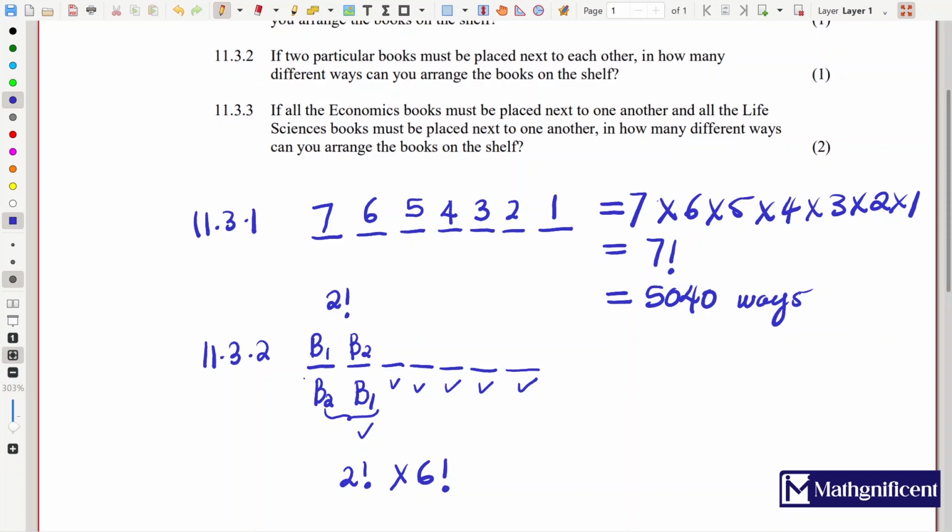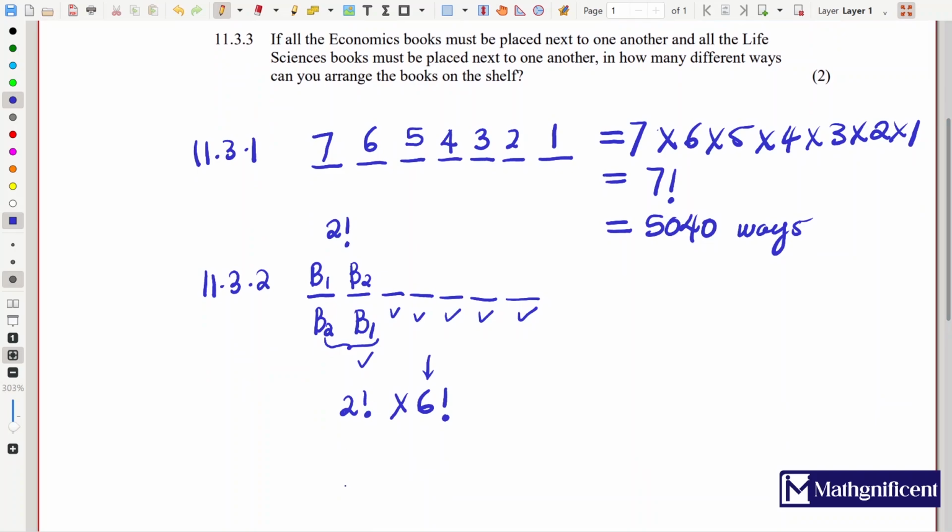Remember, these two books can be arranged in 2 factorial ways themselves, but just because we want these two books to be next to each other all the time, what can we do? We are going to treat that as a single item, so that now when we count the total items that we have, we have 6 items, right? So these 6 items can be arranged in how many ways? In 6 factorial ways. That's how we get the 6 factorial.